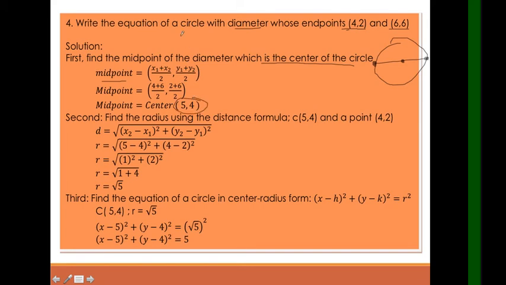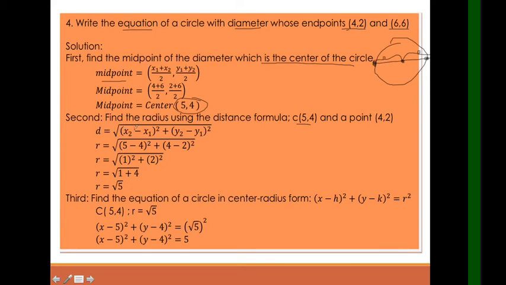But we're not done there, because we're looking for the equation of the circle. So find the radius using the distance formula. So using the distance formula now, we will look for the radius. How long is it? The distance formula starts with the center, because we're only looking for the radius, not the diameter. So the points are (5, 4) and (4, 2). This is the one he chose, not the (6, 6) and (4, 2). So (5, 4) and (4, 2).